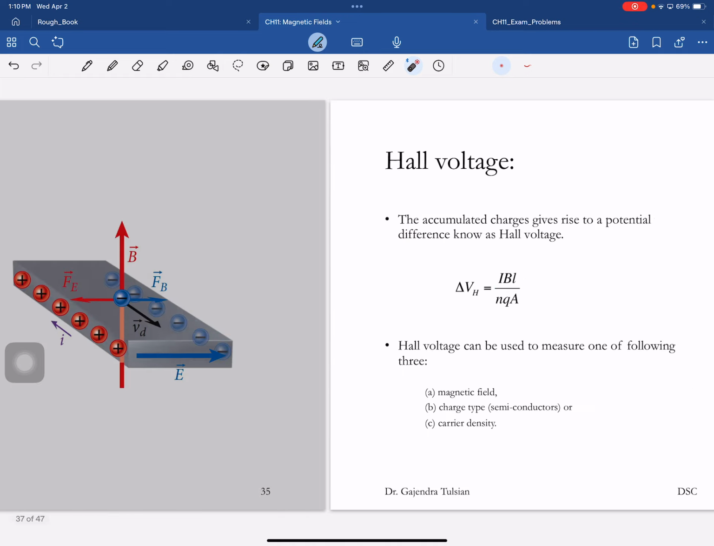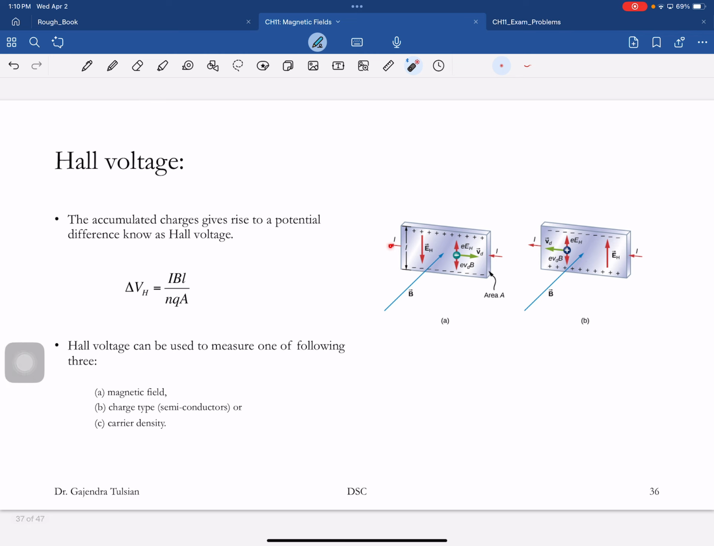So it's important. Again, here's a current. You pass this current in the presence of a perpendicular magnetic field, and you develop a voltage perpendicular to both these directions, and that's called a Hall voltage. It can be used to measure the strength of this magnetic field. It can be used to measure the charge type and the carrier density. So it can do three things.